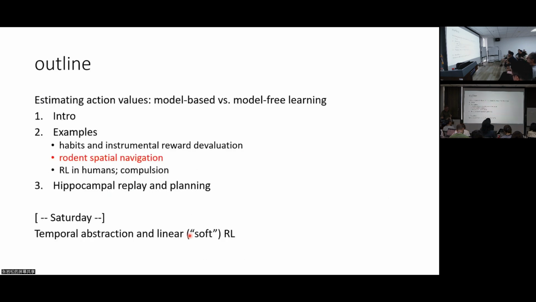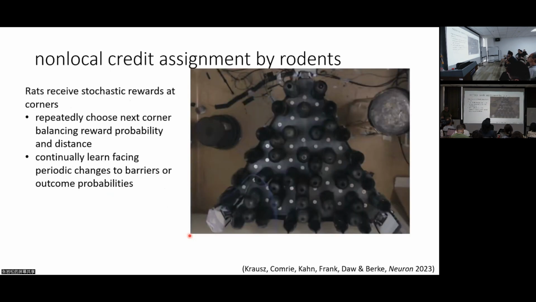This is the rodent spatial navigation one. Okay, let's see if I can make this play. Of course I can't. There it is. So this is a rat, and this doesn't show up very well. She's running, so there are feeders at the corners of the maze that give her sucrose. This is double speed.